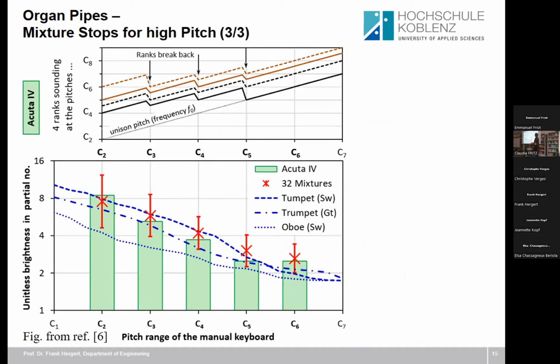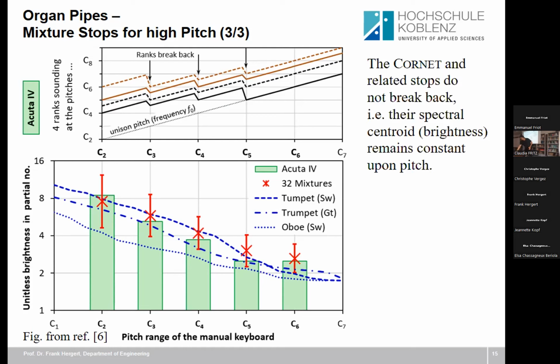The second sound example, the mixture, would look like this. You go up from the lowest pitch on the keyboard, C2, and then you have these tones. While you go up, you have to break back. I mean, you don't have to, but typically you do. This has been invented over the last centuries. The question is why? Why do you break back in pitch? What is the idea behind it?